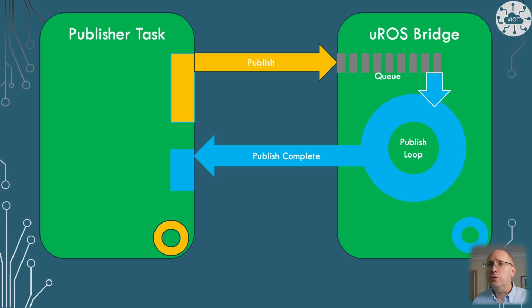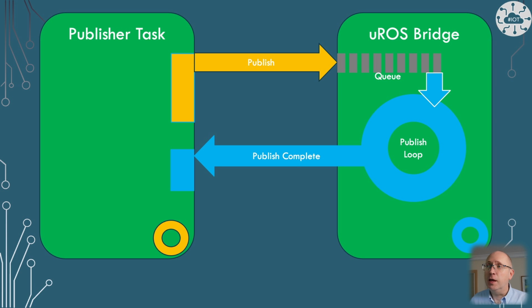So we've got publishing going on all the time from our publish task, and they're calling over to a method on the MicroROS bridge. And I explained last time how we're going to queue those so that we guarantee that our MicroROS services are only called sequentially from a single thread.